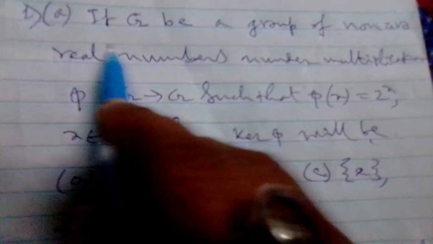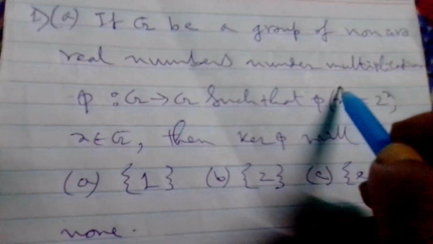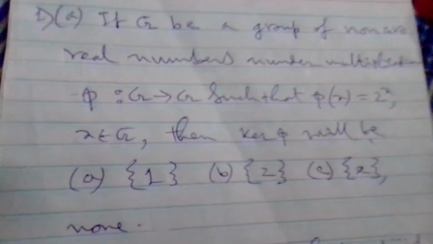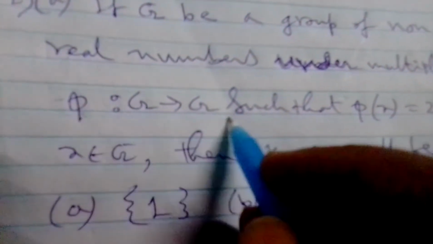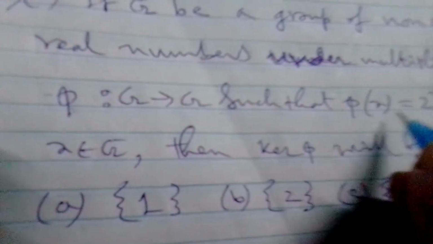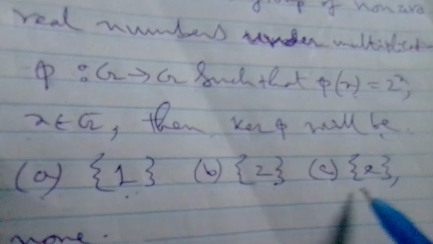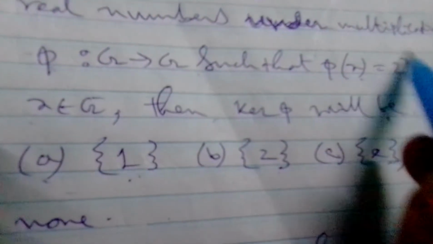Let's watch. If G is a group of non-zero real numbers under multiplication, and there is a multiplicative group homomorphism phi from G to G such that phi of x is 2 to the power x for all x belonging to G, then the kernel phi will be: option 1 is 1, second is 2, third is E, and fourth is none. Then how do we evaluate this type of kernel?